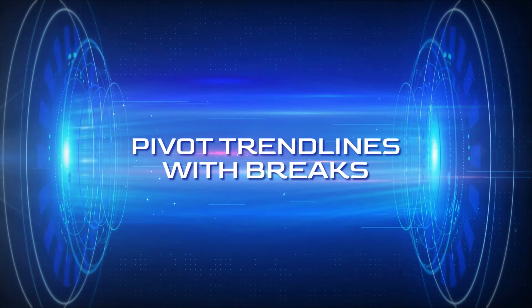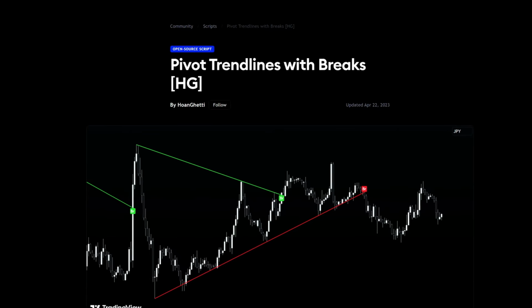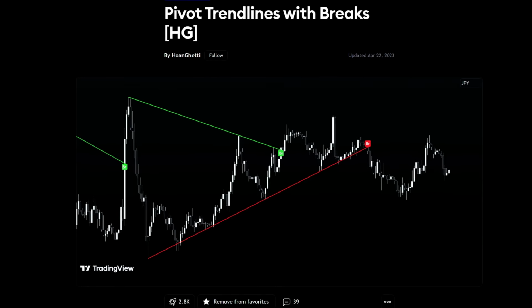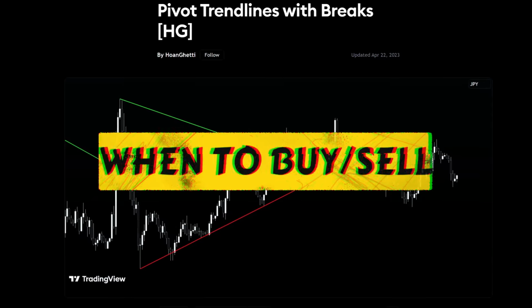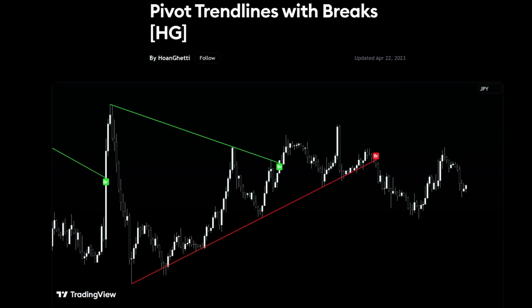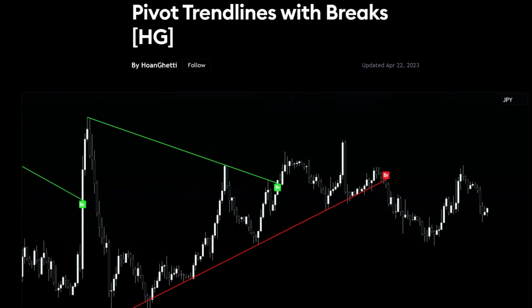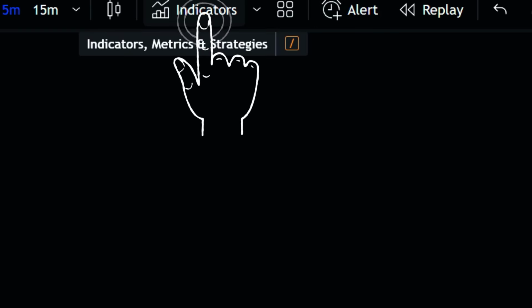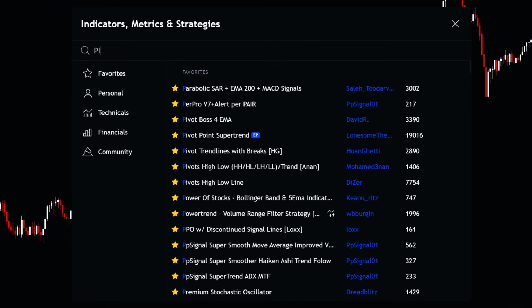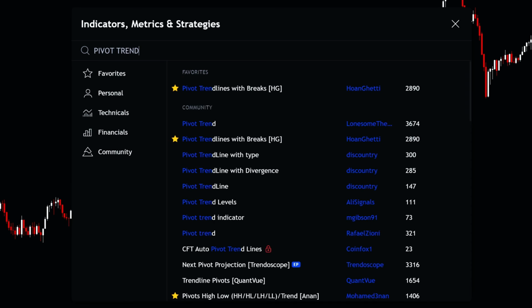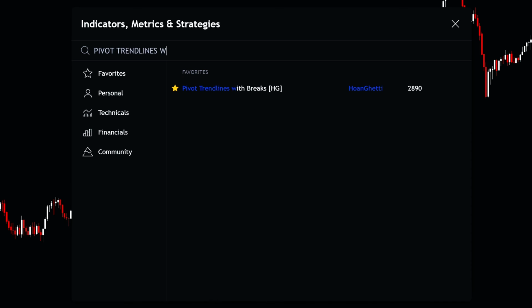Alright, let's dive into the pivot trend line with breaks indicator. This awesome script calculates pivot points and uses simple trend lines to show you when to buy or sell based on trend line breakouts. Adding this handy buy-sell indicator to TradingView is a breeze. Just head over to the indicators section, search for pivot trend lines with breaks, and click on it in the results to add it to your chart.